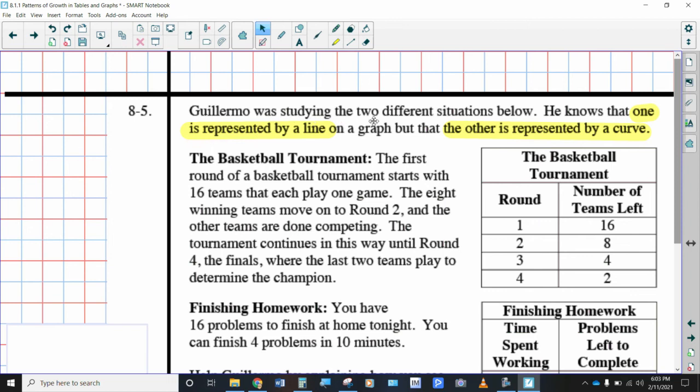All right, Guillermo was studying the different... how much time do we have left? I better get cracking. Sorry.